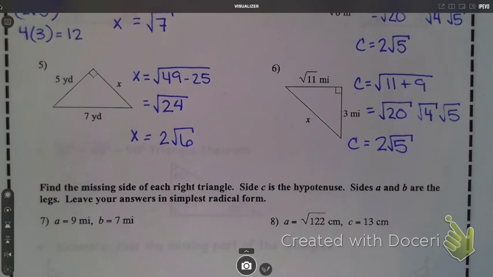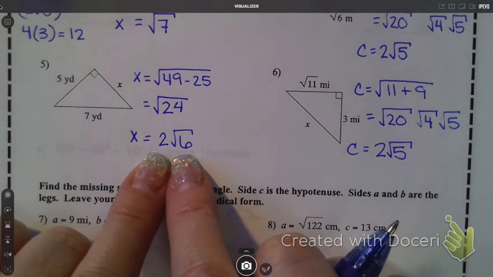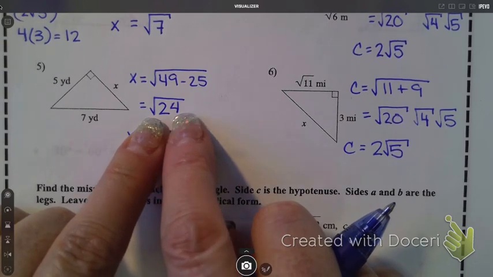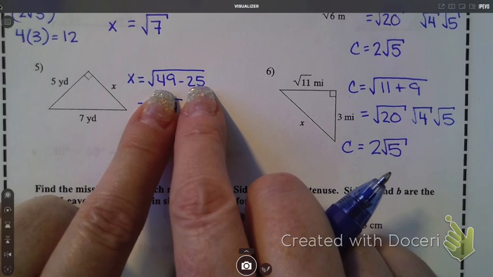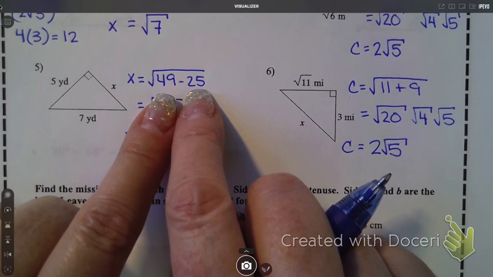Did you get 5 right? I don't even know. 2 square root of 5's right here. I got square root of 6. I didn't get the 2, but I got the 6. Do you got the square root of 24 there? Okay, do you got 49 minus 25? It should be 7 squared minus 5 squared. Oh, minus. I forgot that. I added this. You can't add. You gotta subtract them, right?